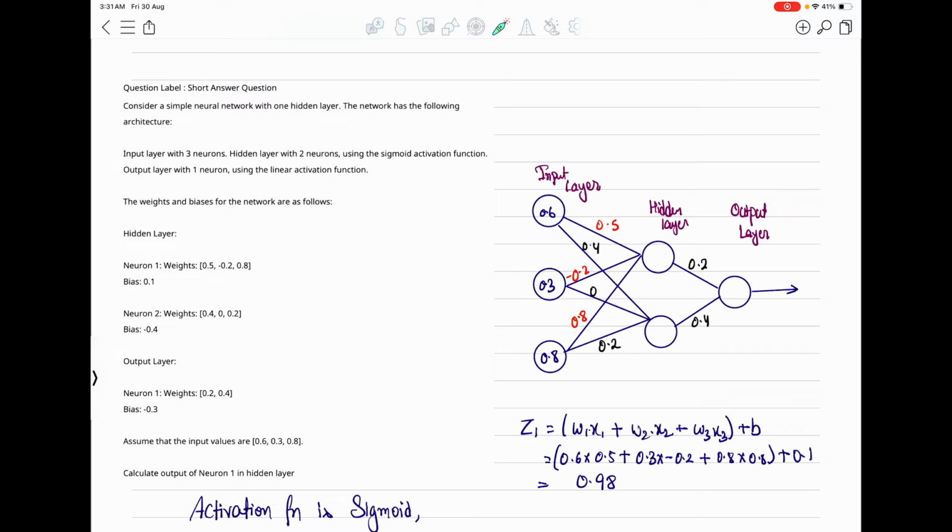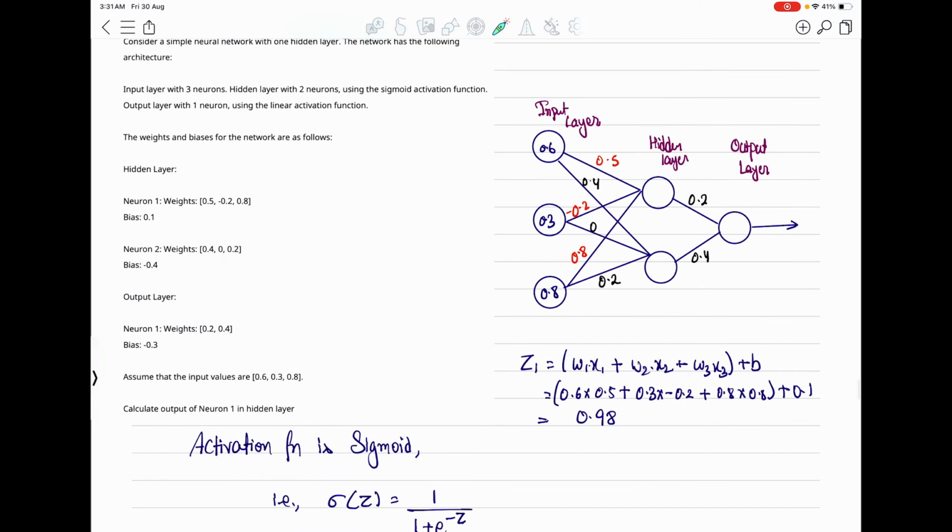Consider a simple neural network with one hidden layer. Okay, one hidden layer architecture. Input layer with 3 neurons, hidden layer with 2 neurons, and use a sigmoid activation function. Output layer with 1 neuron using the linear activation function. Now the weights and biases are given. In the hidden layer, neuron 1 has these weights with this bias. Neuron 2 has these weights and this bias, and for the output layer the weights are these and the bias is this, and assume that we have this input.